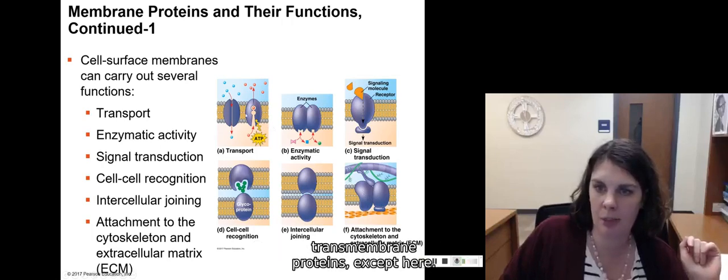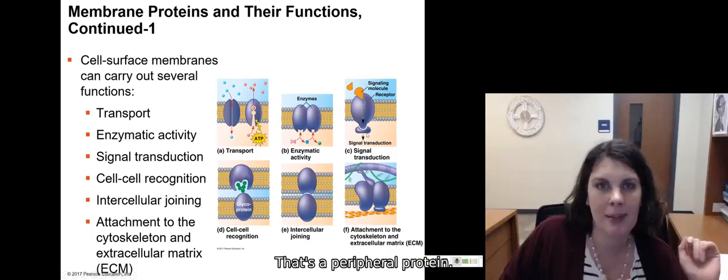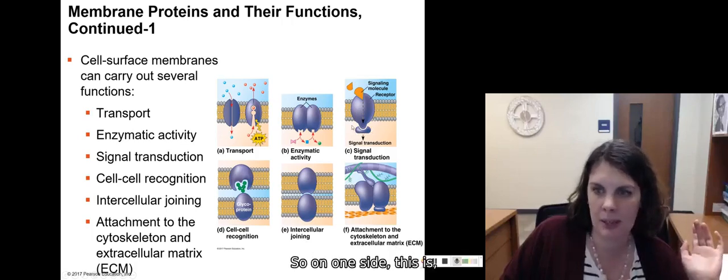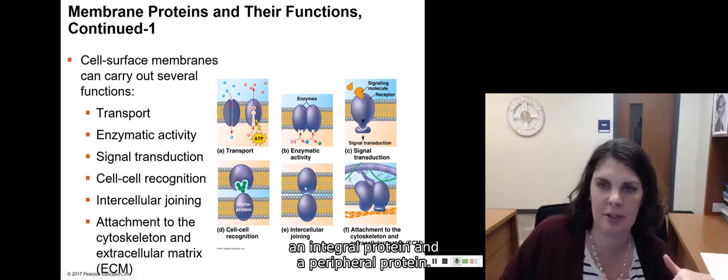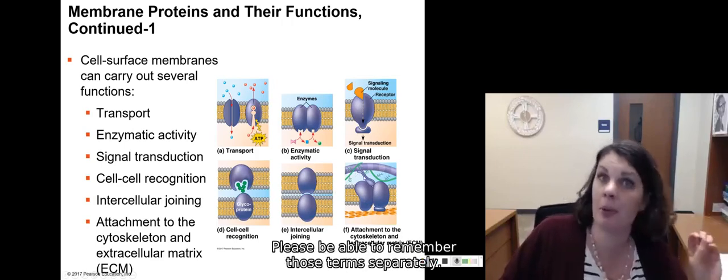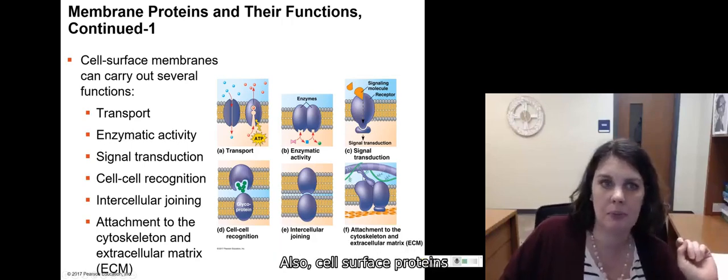All of these that we're looking at here are all transmembrane proteins, except here, this one is not an integral protein. That's a peripheral protein. It's on one side. This is on one side. It's a peripheral protein. And this is only on one side. It's a peripheral protein. So that's the difference between an integral protein and a peripheral protein. Please be able to remember those terms separately also.